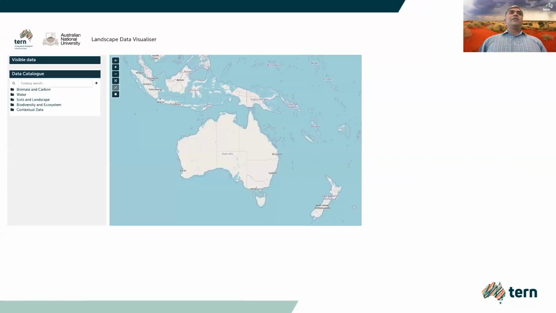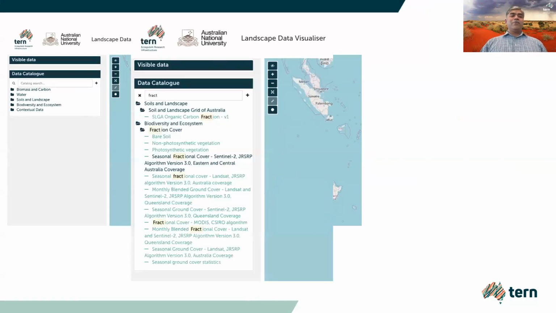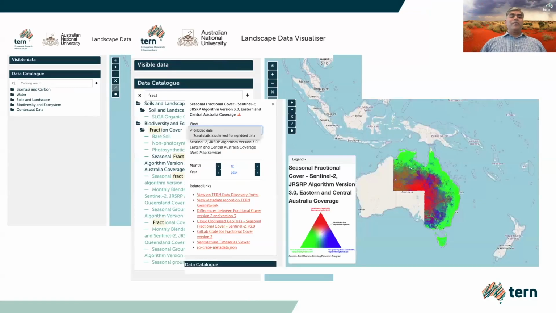It has a simple feature where you can search for a data set. If I search for the fractional cover I showed previously, there are multiple fractional cover products. I pick one of them, and there you can see the gridded data. If you select the gridded data, I think previously I showed the time series. You can change the time and look at the image as well.